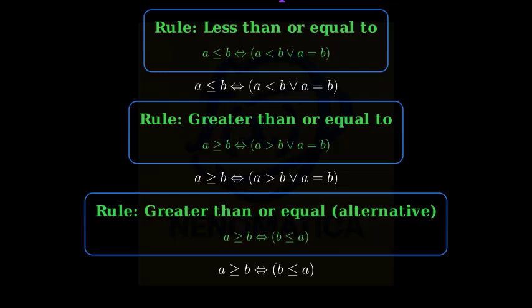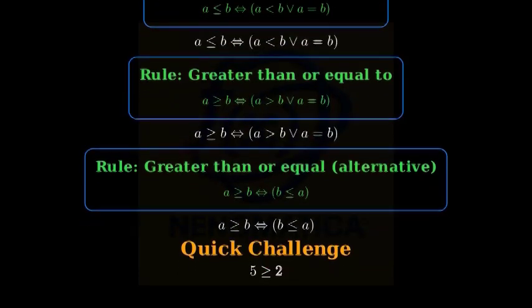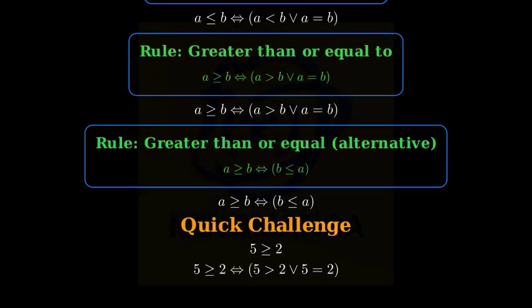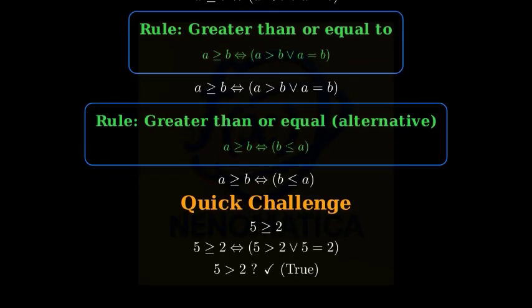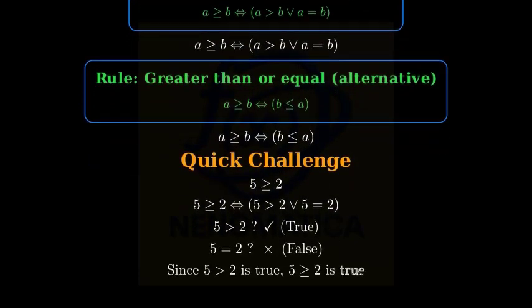Now, let's work through a quick challenge. Let's verify one of these rules with a specific example. Consider the inequality 5 ≥ 2. This is true because 5 is greater than 2. Using our rule that a ≥ b if and only if a > b or a = b, we can check, is 5 greater than 2? Yes, 5 is greater than 2. Is 5 equal to 2? No, 5 is not equal to 2. Since at least one of these conditions is true, 5 > 2, the original statement, 5 ≥ 2, is true.